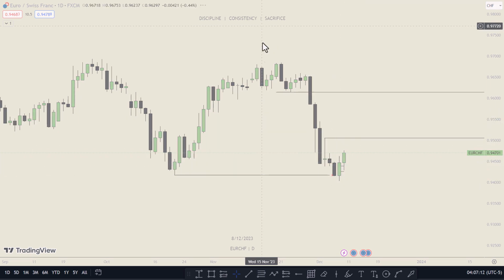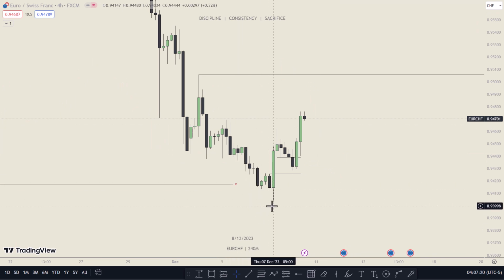On the 4-hour, after that sweep on liquidity, we have a market structure shift right here. And to be honest with you, I missed this trade. This was perfect. So I always tell you that look for weekly for buys. So internal to external or external to internal. In our case, we have external to internal.